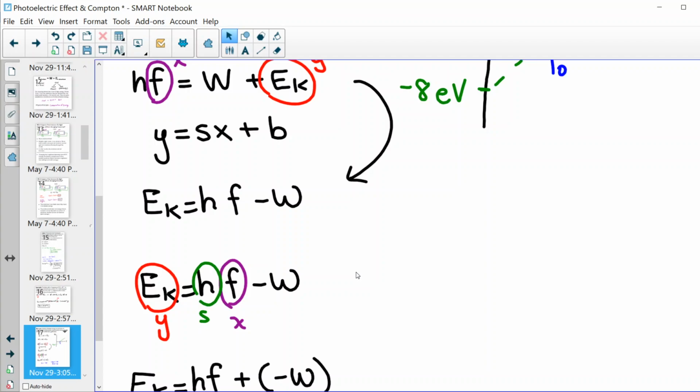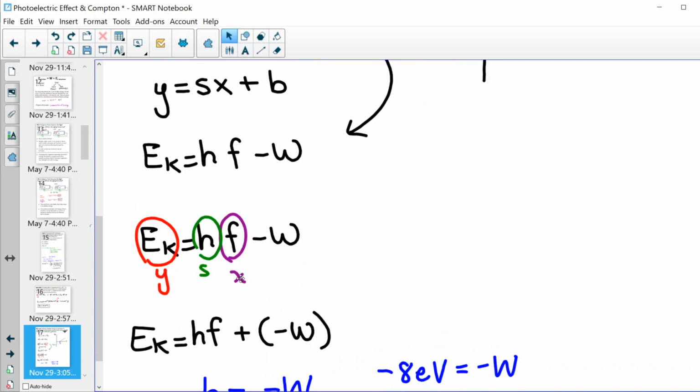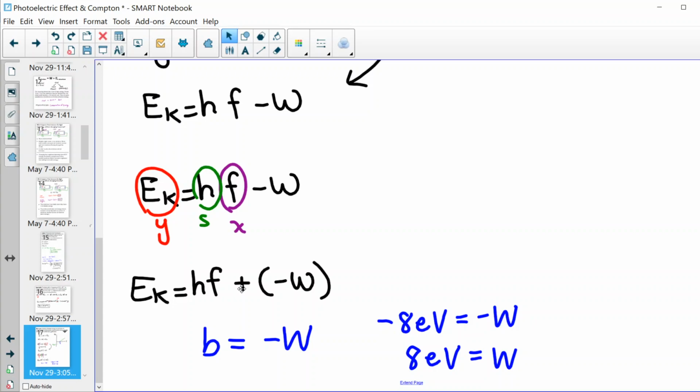All right, so we've identified the slope and the x-intercept. Now we need to do the y-intercept. Hopefully you can agree that we could write this equation this way: put a plus sign and then write negative W. It's the same thing. The reason I'm doing that is because up here we have sx plus b. Whatever is being added on is b, and b is the y-intercept. So b is negative W.